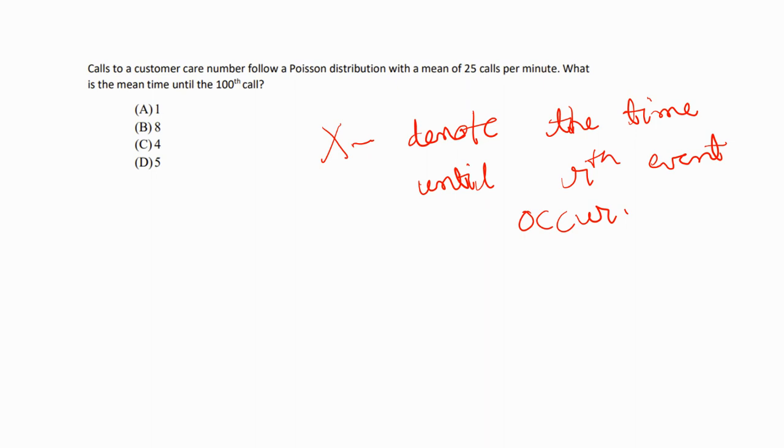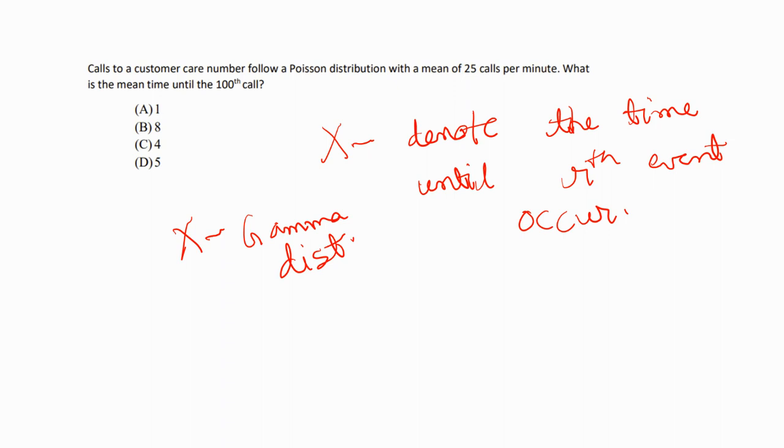So what happens is that when we do a Poisson distribution in this way, and then we want to find the time of any rth event, then x follows a gamma distribution. So x follows a gamma distribution.